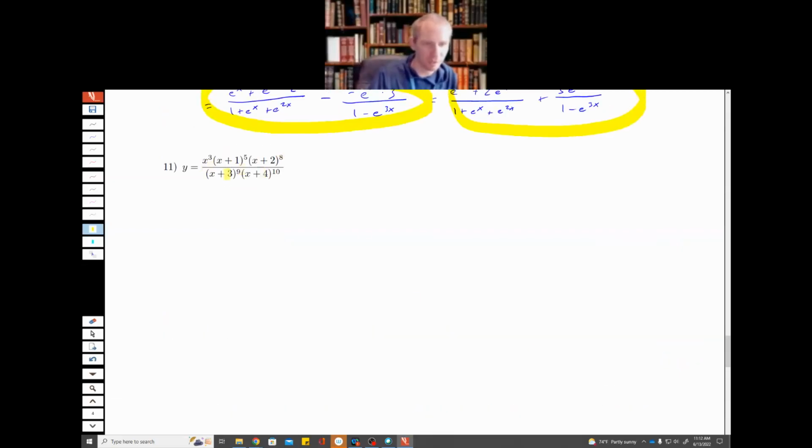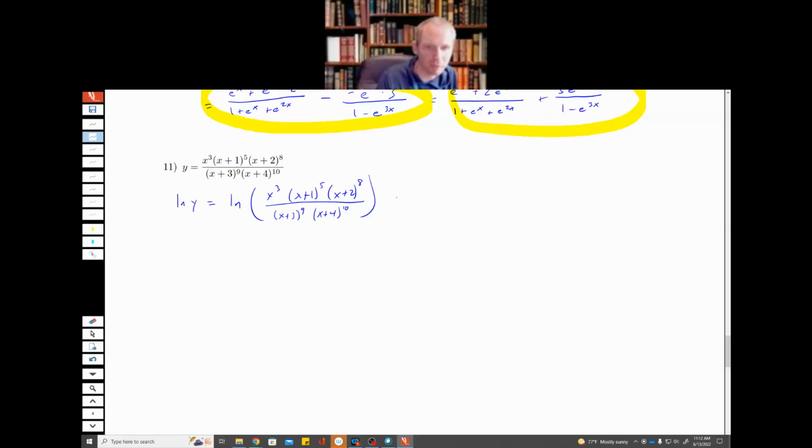Okay, so I need to find the derivative of this thing, but this is terribly complicated. So I'm going to go ahead and use logarithms to help me break it up. So I'm going to start by taking the natural log of both sides. And then on the right-hand side, I'm going to use my properties of logs to break this one complicated log up into a lot of simpler pieces.